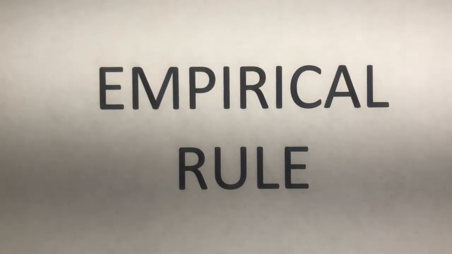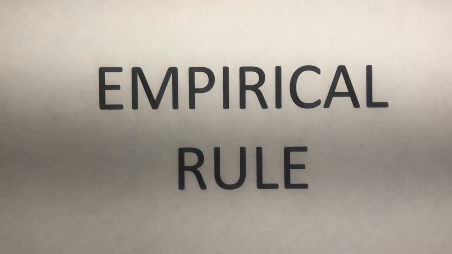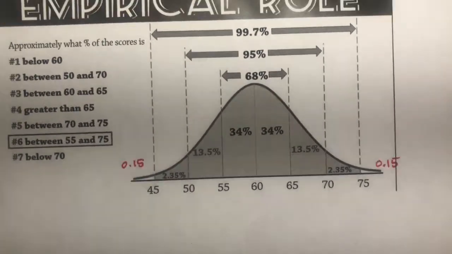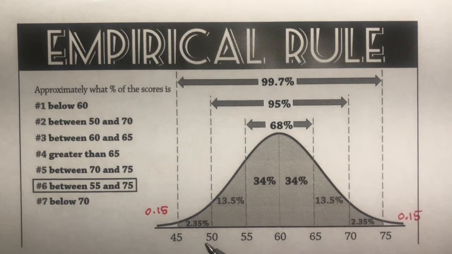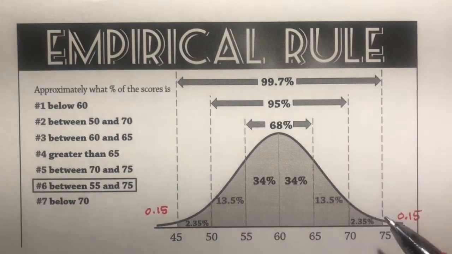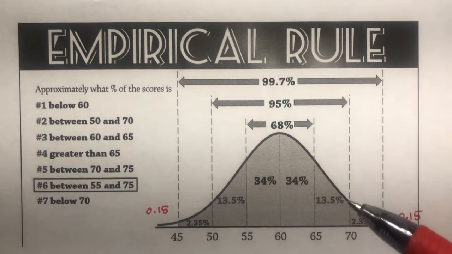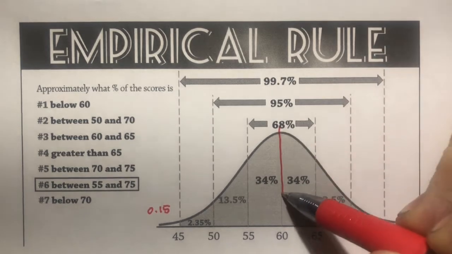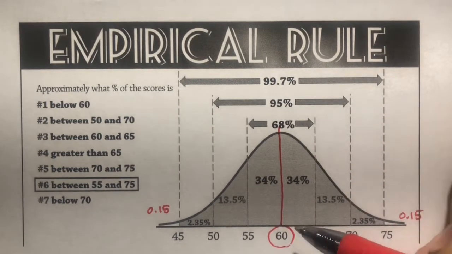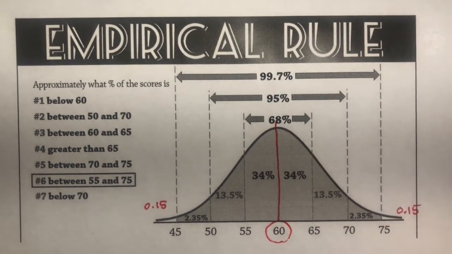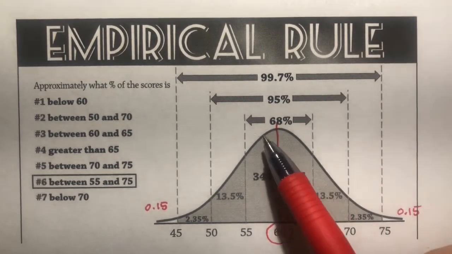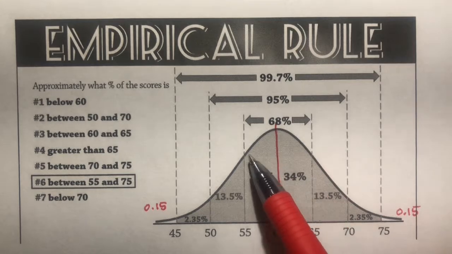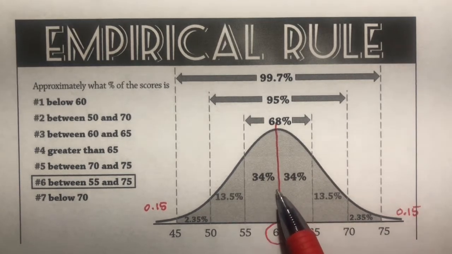We're looking at the empirical rule today. The empirical rule is this right here. When you have distributions in the normal bell curve, normal distributions, right down the center here is where your mean is. So in this one, the mean is 60. And so most of your percent is going to be close to the mean, within 34%.